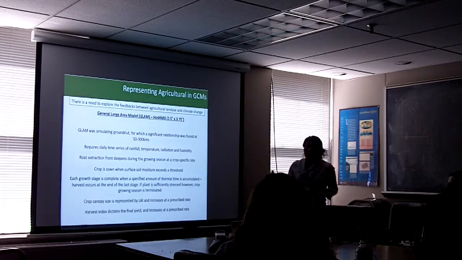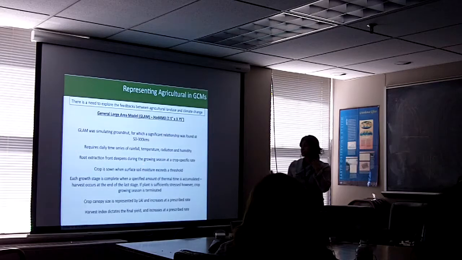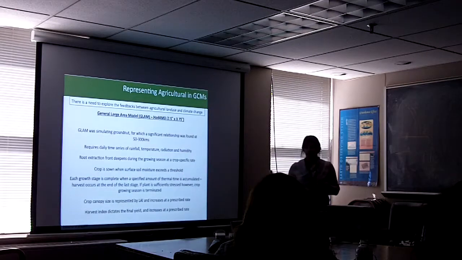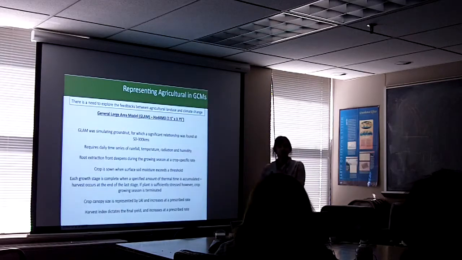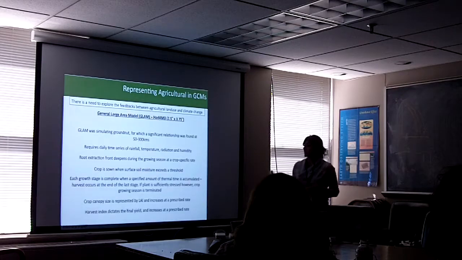GLAM requires a daily time series of rainfall, temperature, radiation, and humidity variables. These are things it obtains from the climate model dynamically. Root extraction front deepens during the growing season at a crop-specific rate. That comes from GLAM. The crop is sown when the surface soil moisture exceeds a threshold, and I'll show you in 1 minute. GLAM is actually embedded now into the land surface model of the Hadley atmosphere model. That's coupled to the Hadley atmosphere model, and so it's getting this information. These models were communicating with each other, right? It's getting its information on soil moisture from the land surface model. It's about a 120-day growing period that they're simulating for groundnut.